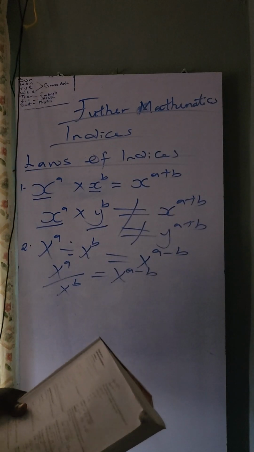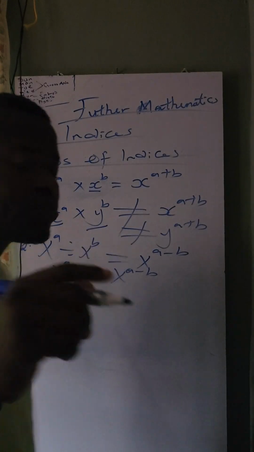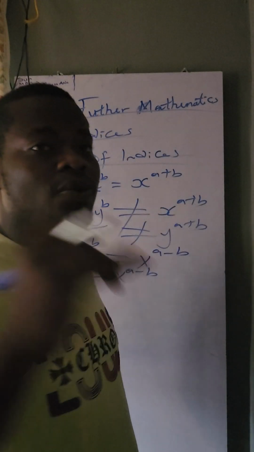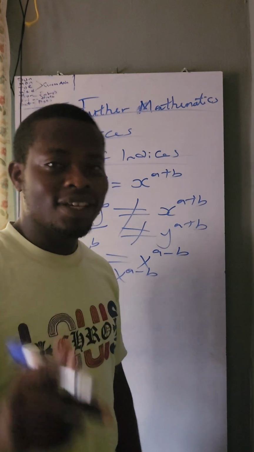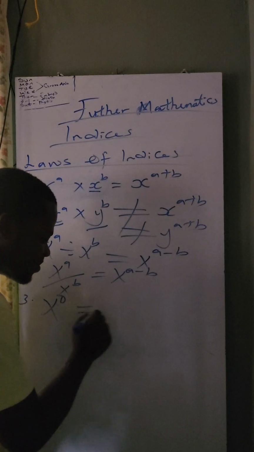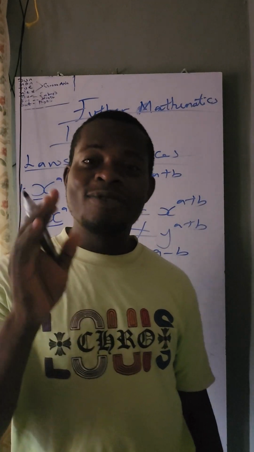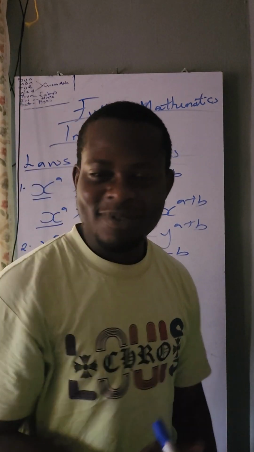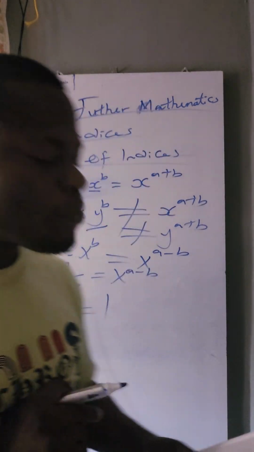That's number 2. The third rule I'll be stating: we all know, if you don't forget, that any number raised to power 0 is 1. 1 million raised to power 0 is 1. 2 million raised to power 0 is 1. So x raised to power 0 equals 1. Any number raised to power 0 is 1. Anything raised to power 0 will surely give you 1. So please take note of that as well.